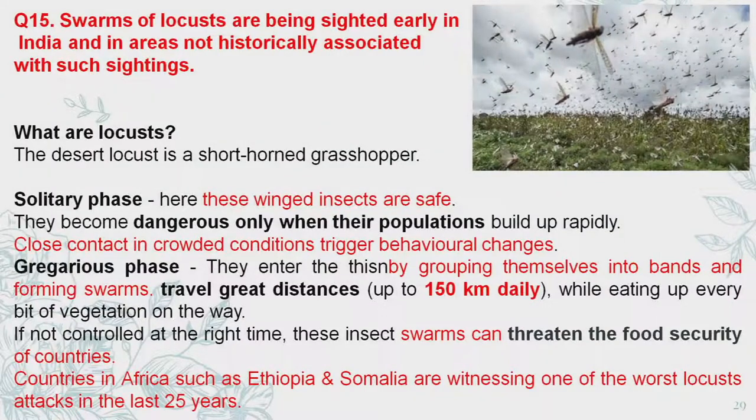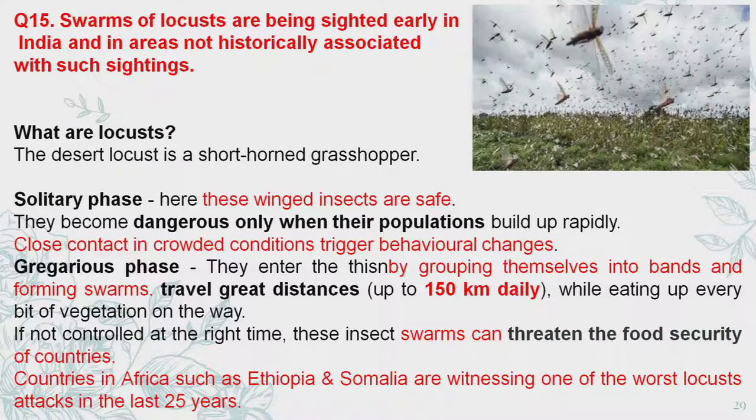Then again, swarms of locusts. You might have seen in a photograph in The Hindu paper or in the visuals on TV. Locusts are blooming into the Indian part of the world. So that can eradicate the green cover of the earth. So there may be a question.